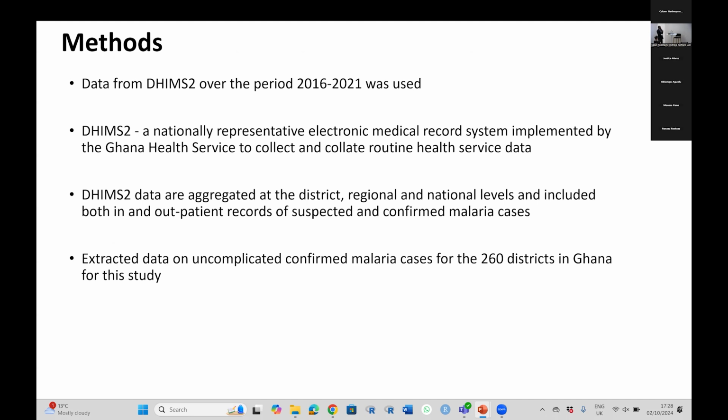So clearly, I've extracted the data on uncomplicated confirmed malaria cases for the 260 districts that we have in Ghana. That's what I've used. So from 2016 to 2021, we aggregated all the monthly data to yearly data.